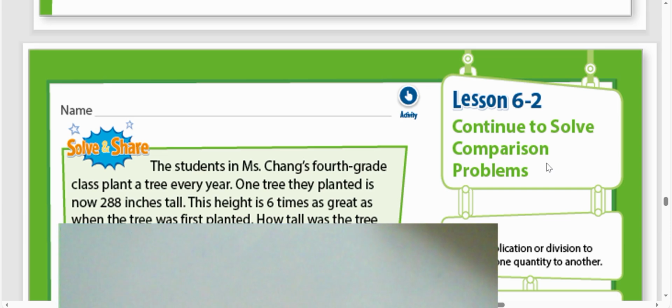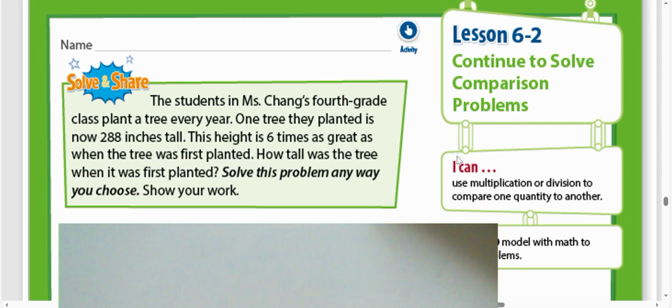Today we'll solve lesson number 2. Explain lesson number 2, topic number 6. Continue to solve comparing problems. Look here, you can use multiplication or division to compare one quantity to another.